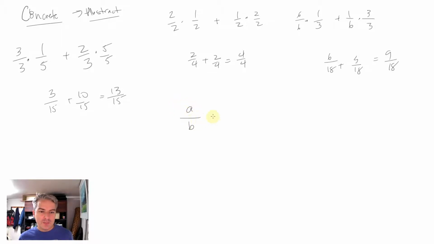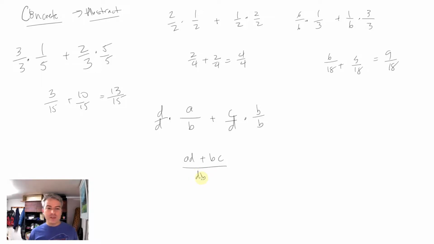A over B plus C over D. How can we get a resulting fraction where there are no two separate fractions, just one fraction? Well, we multiply top and bottom on the left side by D, and on the right side we multiply top and bottom by B. We get AD plus BC all over DB, and that's a fraction.